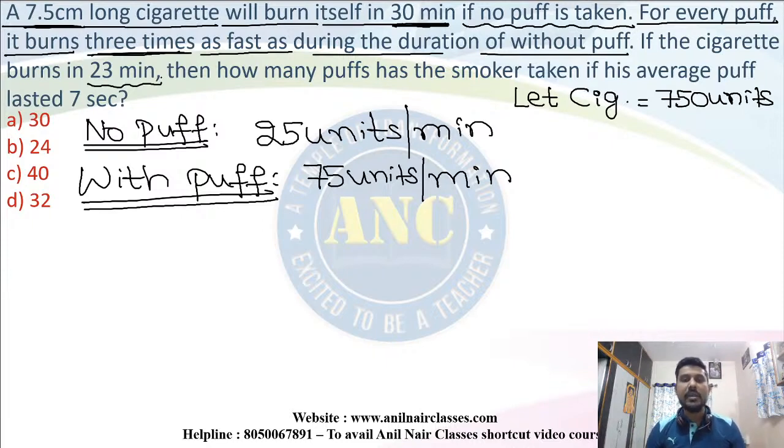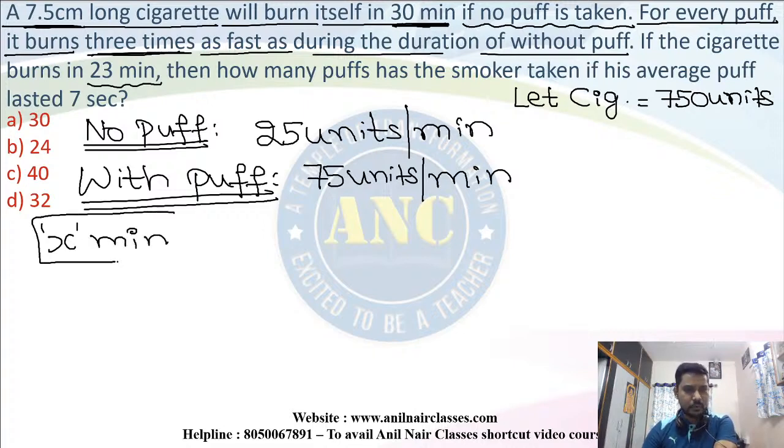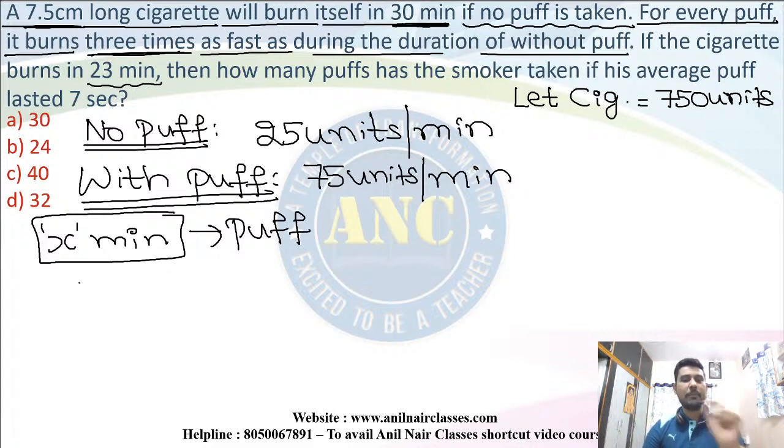Question says, how many puffs has the smoker taken if his average puff lasted 7 seconds? Now, can I say that, suppose, for example, assume that the smoker has puffed for X minutes. Again, I am using a variable. Without using a variable also, we will see by answer options. The smoker has puffed for X minutes. So, if he is puffing for X minutes, then how many minutes is he not puffing? Totally, he is taking 23 minutes.